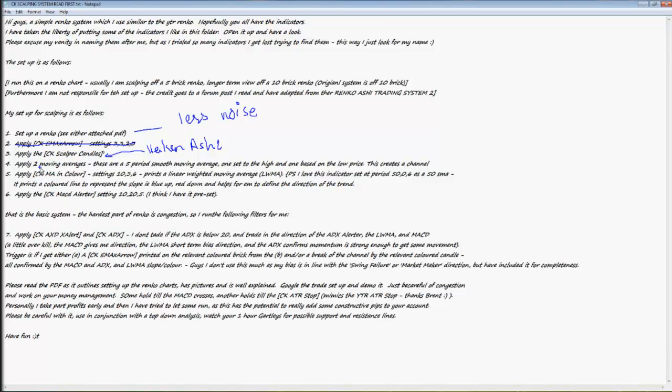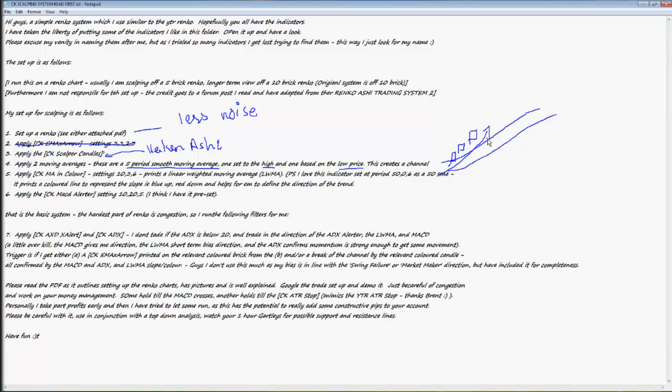I do have 2 moving averages. Now, on the Renko chart, I'm using a 5-period smooth moving average, one set to the high and one set to the low price. And what that does is it creates a channel. So we'll have a channel that's moving in a certain direction, so for example bullish, and I've got it coloured as well. And then what I'm looking for is a break with my Renko out of that channel.